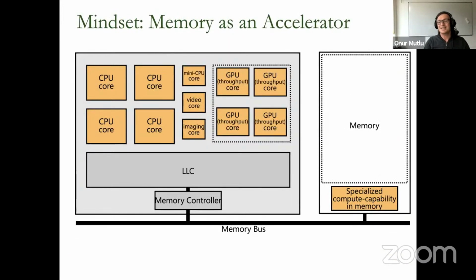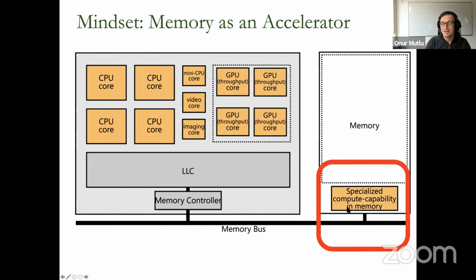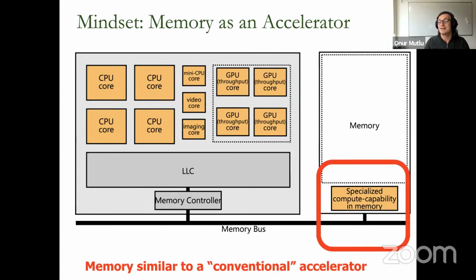The mindset is that memory is an accelerator. Memory has some good capability to do acceleration of certain operations, and data copy and initialization are two of those operations that the memory can be extremely good at accelerating. So we're designing all of these accelerators. Why not also have some specialized accelerators in memory? And it's similar to a conventional accelerator from that perspective.